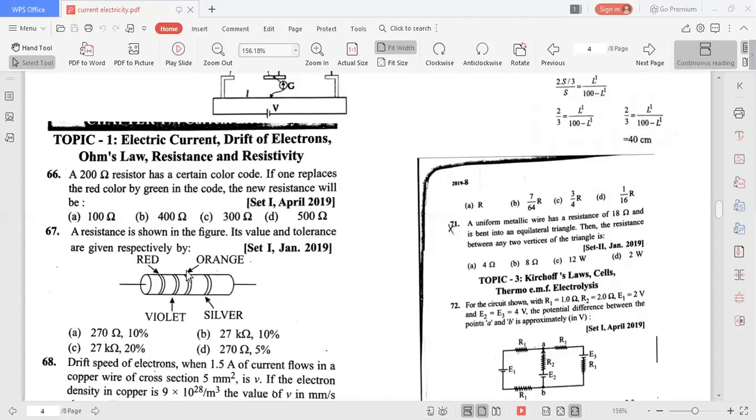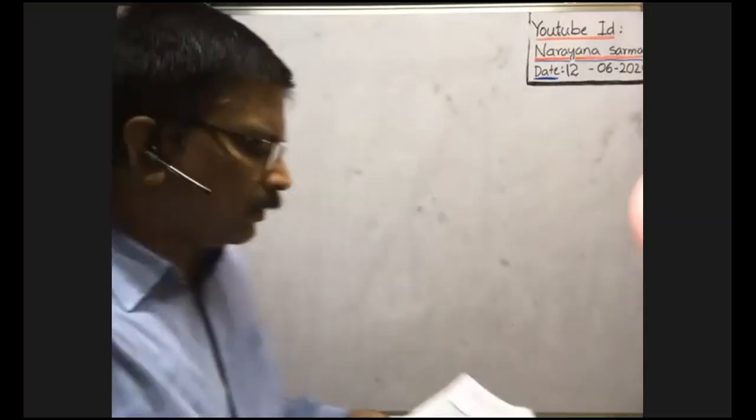A 200 ohm resistor has a certain color code. If one replaces the red color by green in the code, the new resistance will be dash. Okay, good problem. Two times we have to apply the color coding. And Thanush, stop your video sharing. Right.